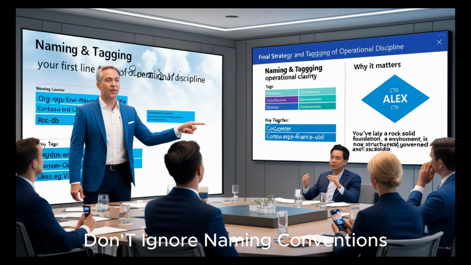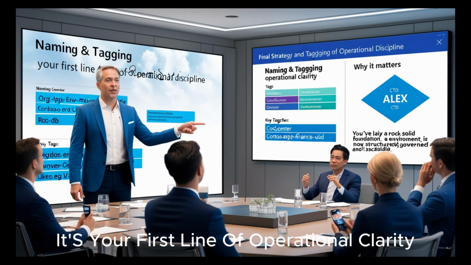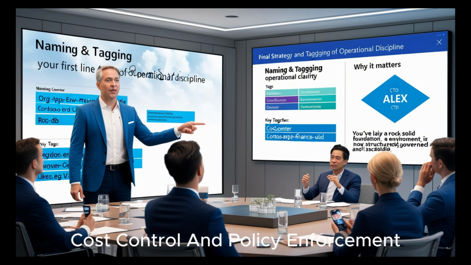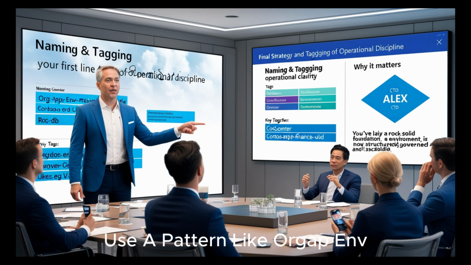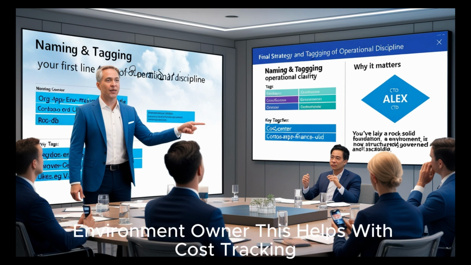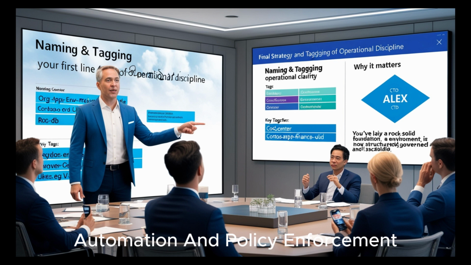Don't ignore naming conventions. It's your first line of operational clarity. Combine it with tagging to enable automation, cost control, and policy enforcement. Use a pattern like org-app-env-region-role and tags like cost center, environment, owner. This helps with cost tracking, automation, and policy enforcement.